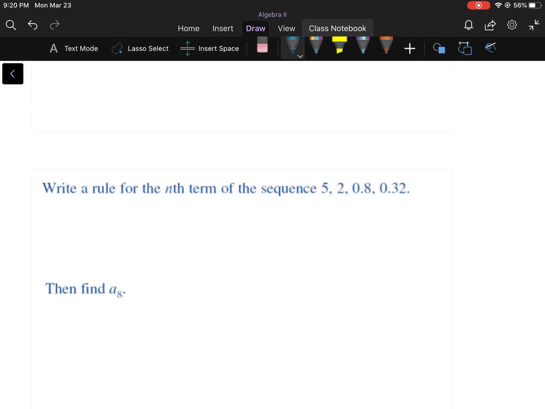So here we go. Let's write a rule, and here we're decreasing, so I know I need to multiply by a number smaller than 1. To figure out that number, what I could do is take 2 over 5. I get 0.4. Double check. 0.8 over 2, hey, that's also 0.4. 0.32 over 0.8, that's also 0.4. So I have a common ratio of 0.4.